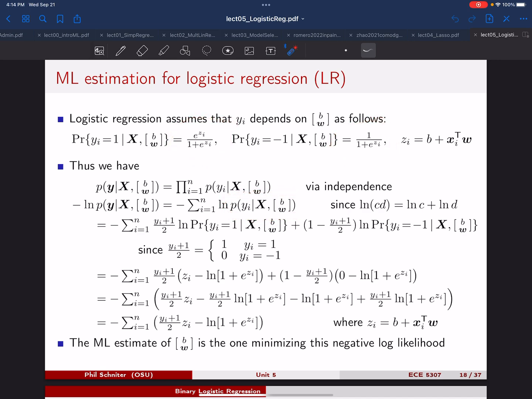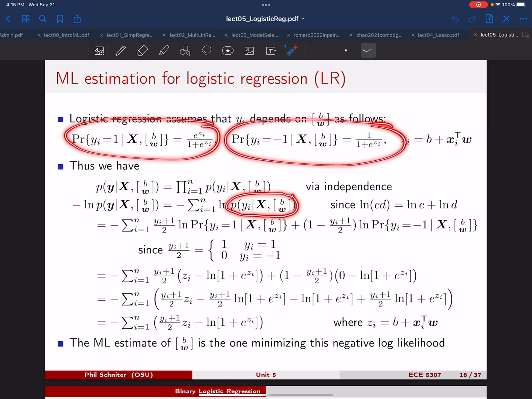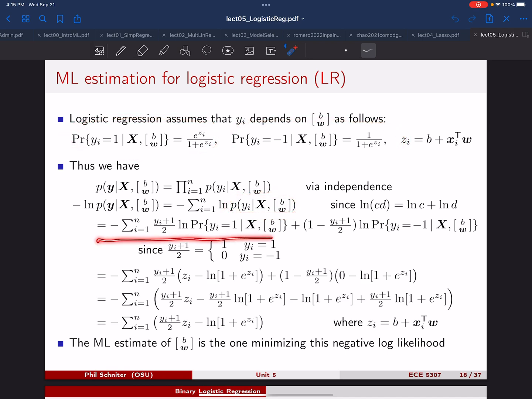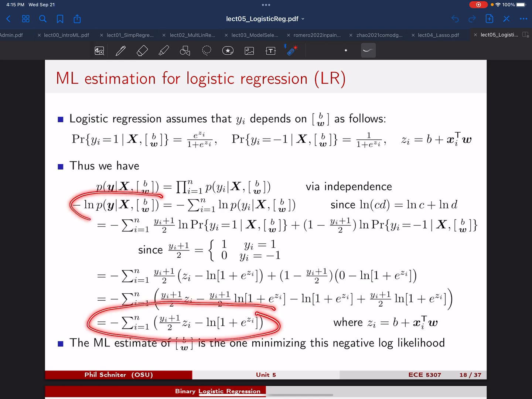So the trick was we insert these variables here. The first one turns on when y equals 1 and otherwise goes to 0. The other one turns on when y equals -1 and otherwise goes to 0 when y equals 1. So that allows us to bridge between this PMF model and these models. And finally, we got this longer expression. After that, it was just straightforward algebra with the logs and so on. And eventually, we got this expression for the negative log likelihood.